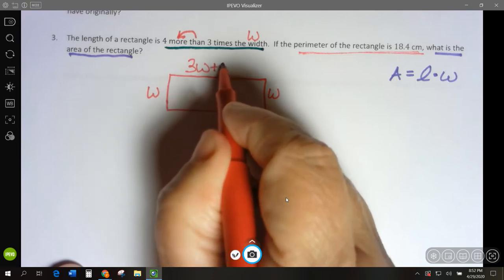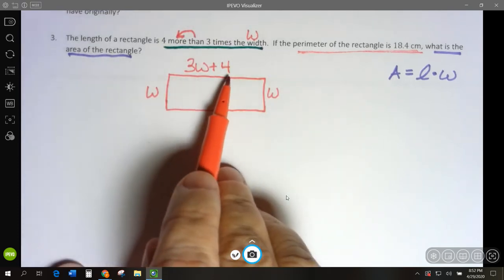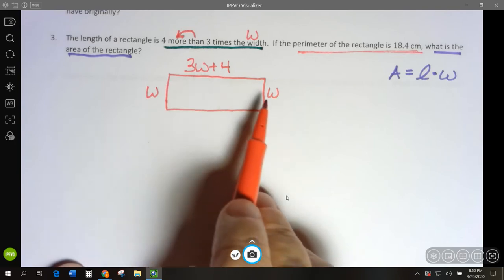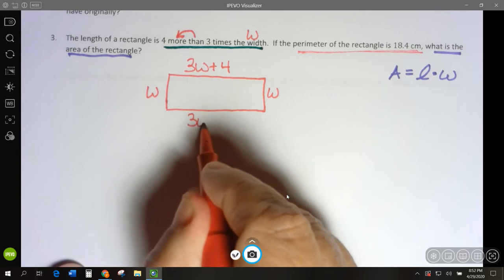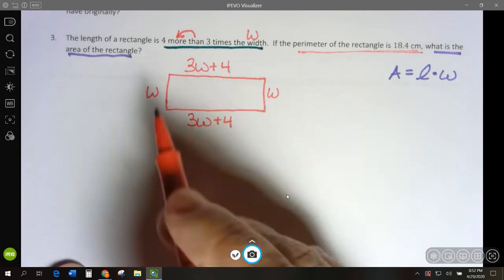And then 4 more than that. So this would be 4 more than 3 times the width. This is the width. How long is this one? This is also going to be 4 more than 3 times the width because it's a rectangle.